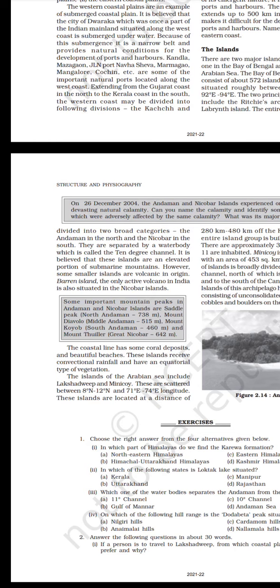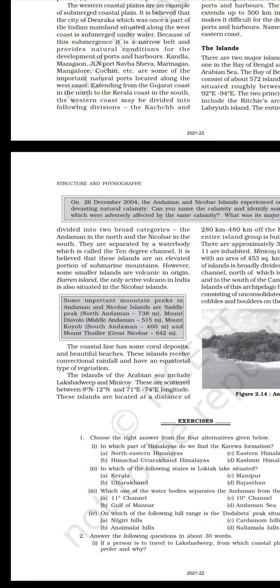Some important mountain peaks in Andaman and Nicobar Islands are Saddle Peak, North Andaman, 738 meters; Mount Diavolo, Middle Andaman, 515 meters; Mount Koyob, South Andaman, 460 meters; and Mount Thullier, Great Nicobar, 642 meters. The coastline has some coral deposits and beautiful beaches. These islands receive convectional rainfall and have an equatorial type of vegetation.